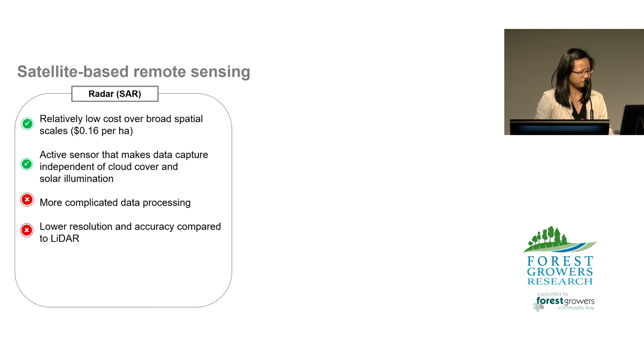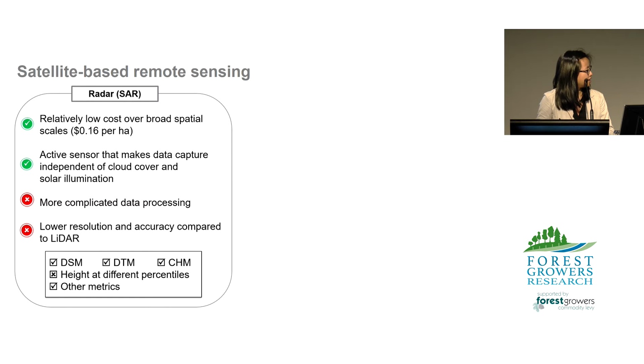However, SAR has complicated data processing, and because it is not usually used, high expertise is needed, and it is known to have relatively lower resolution and accuracy compared to LIDAR. However, SAR is being used to model forest inventory in European and tropical forests. Using SAR data, we can derive also DSM, DTM, and CHM.